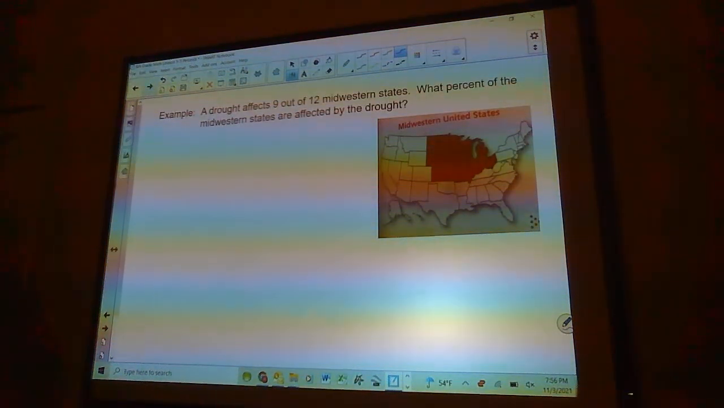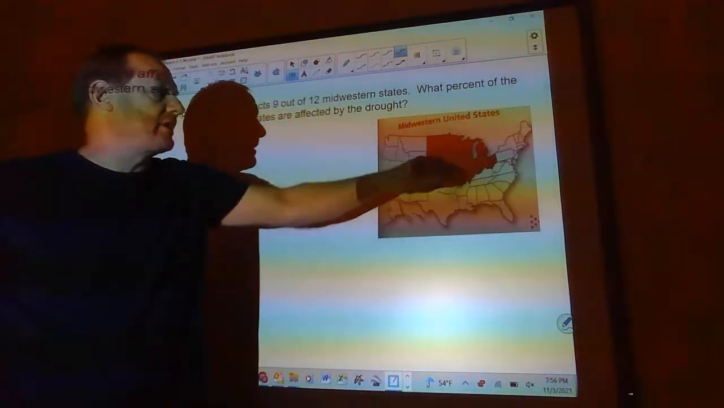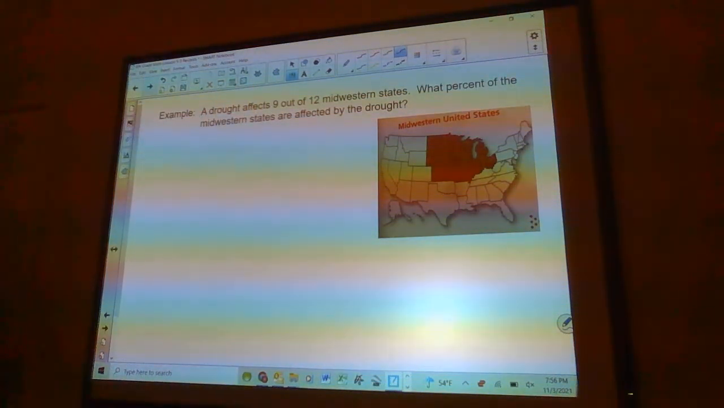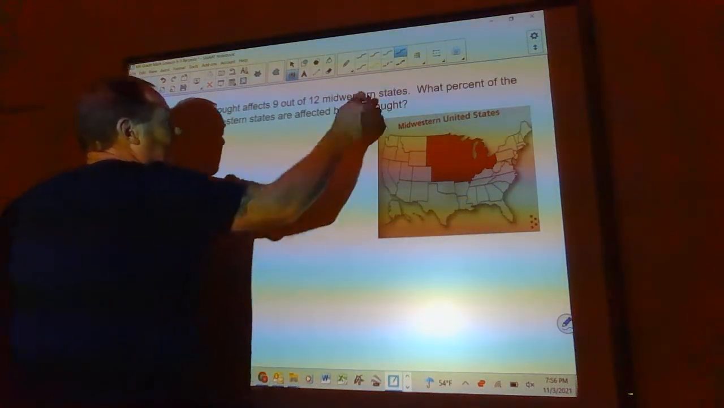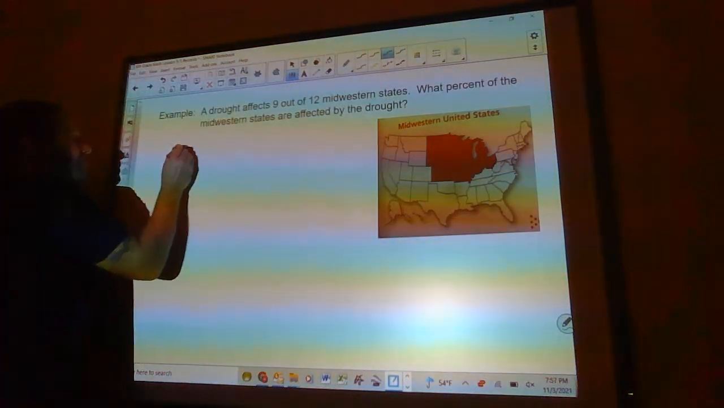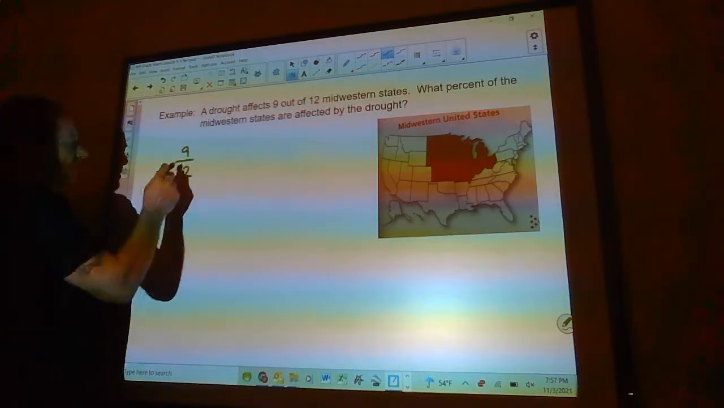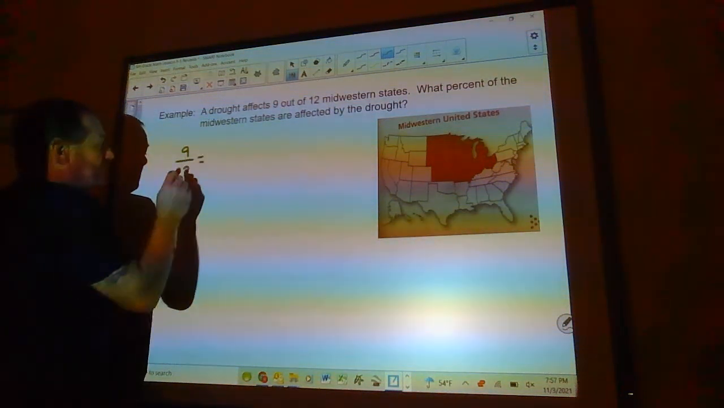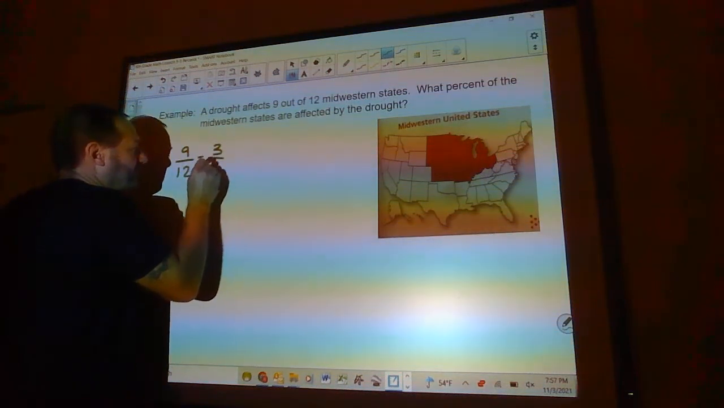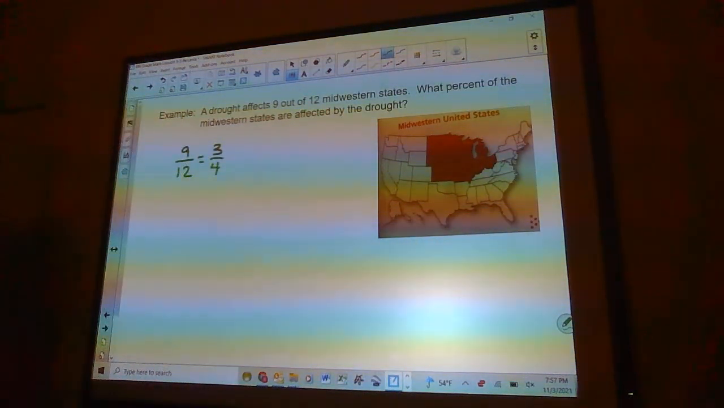All right, a drought affects 9 out of 12 of the Midwestern states. So you can see these are the Midwestern states right here. What percent of the Midwestern states are affected by the drought? Okay, so the first thing that we are going to do is make a fraction, 9 out of 12. And you know what? We can actually reduce that because 3 will go into both of those, so that's 3/4. So 3/4 of the states are affected by the drought.